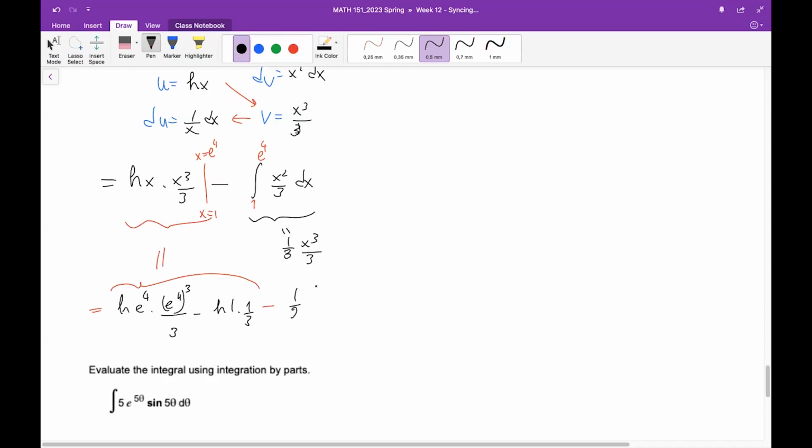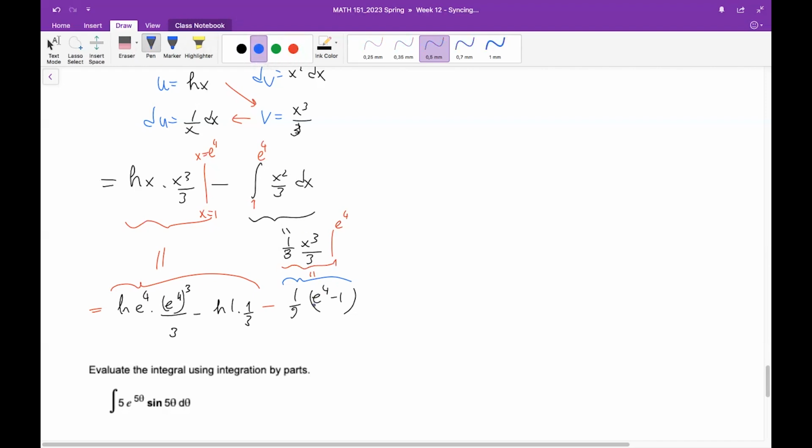We have 1 over 9 x cubed, right? For x, I will first insert e to the power 4. And then for x, I will insert 1, take the difference like this. And this corresponds to the second part from 1 to e to the power 4, okay? So your result looks like that.